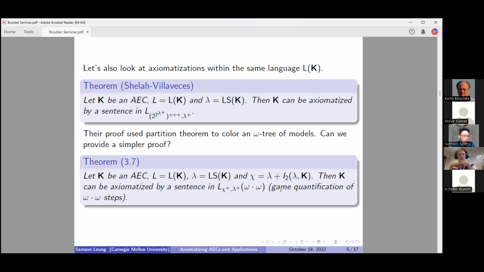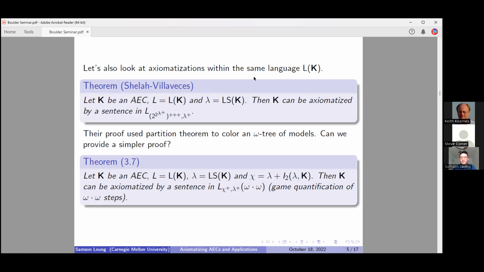Game quantification simply means you allow infinite alternation of quantifiers, and the number of alternations is omega times omega. So there's some sacrifice. I have a lower complexity, but I have to assume some game quantification in the logic. So that's one way to trade off. But the nice thing is that my proof is relatively simple. As long as you understand the usual proof of Shelah's presentation theorem or the papers by Boney and Vasey, then you understand my proof pretty easily.